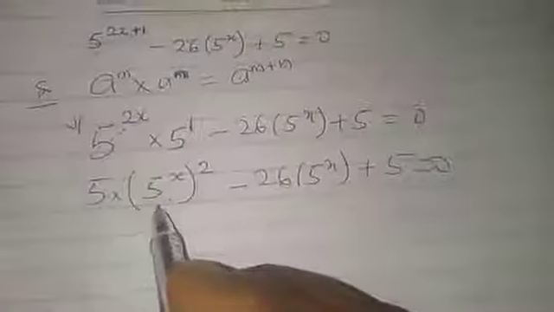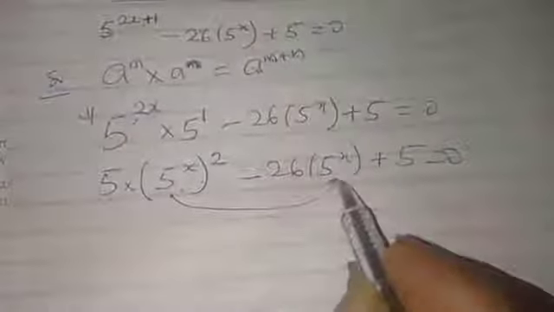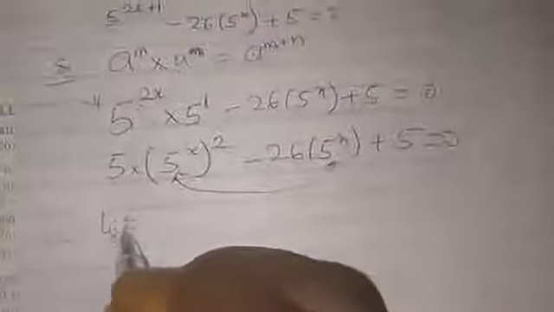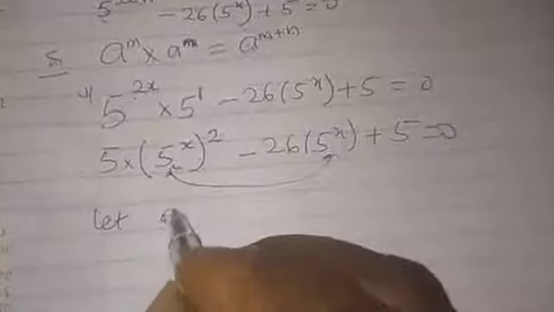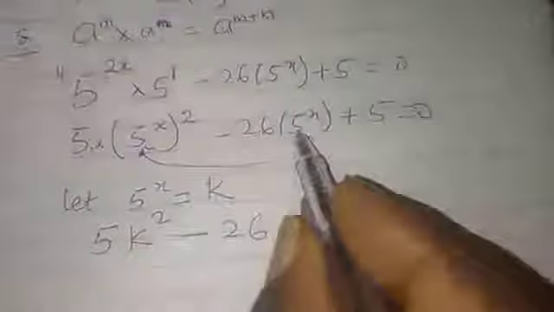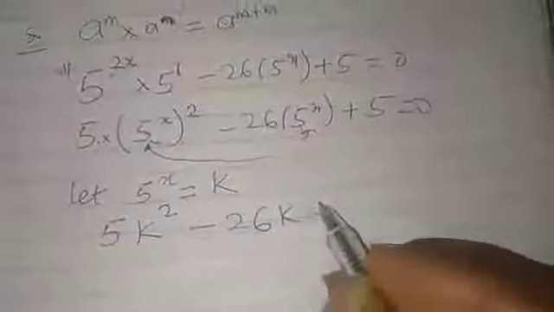5 equal to 0. Now you see, when you get to this level, you see that something is common, which is 5 raised to the power s. It is here and it is here. So in that case, you let 5 raised to the power s be equal to a certain letter. Let me use k. You can use a letter of your own. So this thing will now become 5k. No, this is k, and this has a power of 2 on that k. 5k squared minus 26 times k, now, plus 5 equal to 0.